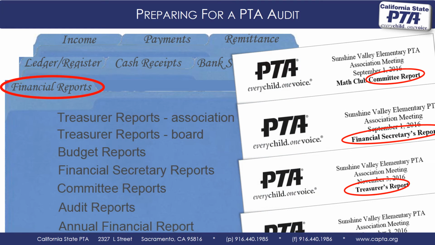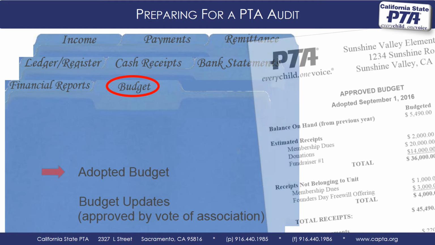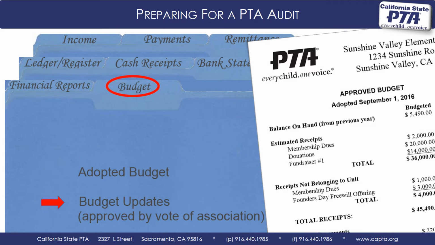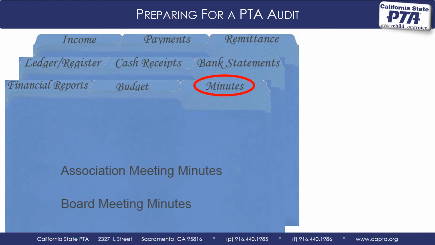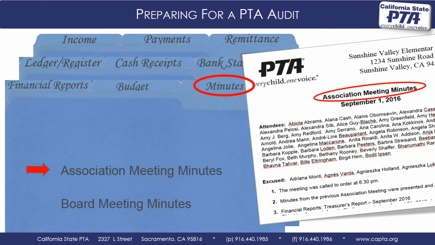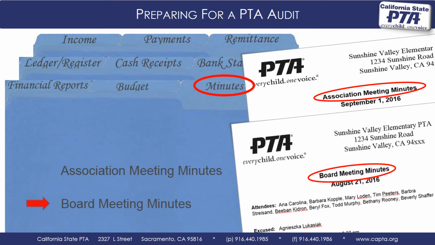In the financial reports folder, place all financial reports. In the budget folder, place copies of the budget and budget updates. In the minutes folder, place all association and board meeting minutes.